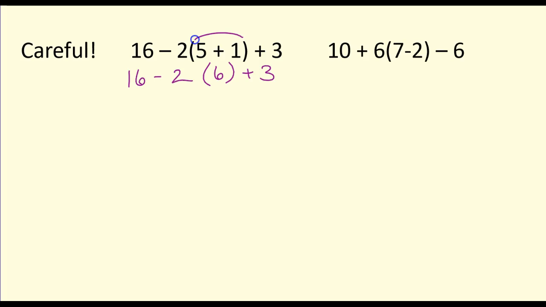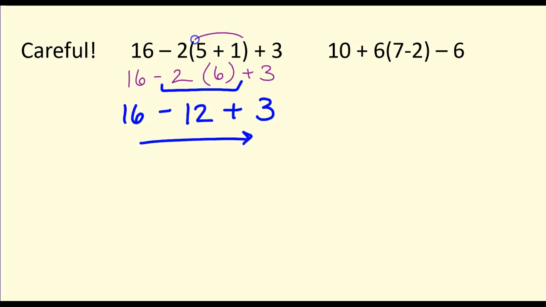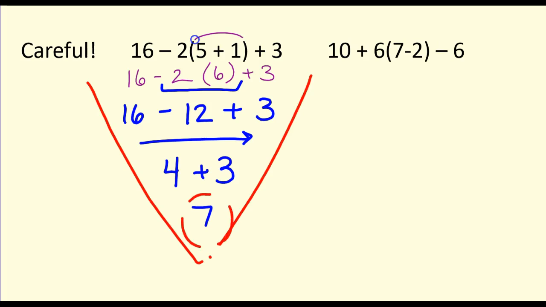Okay? Now, exponents, don't have any of those. But next comes multiplication. I have to do this multiplication next. That means 2 times 6. So I get 12 there. So I have 16 minus 12 plus 3. Now adding and subtracting from left to right, work this way. 16 minus 12 is 4, plus 3 is 7. Okay? Notice how my work kind of makes this triangle shape as I get down to my answer. So try to show each step, all the work.